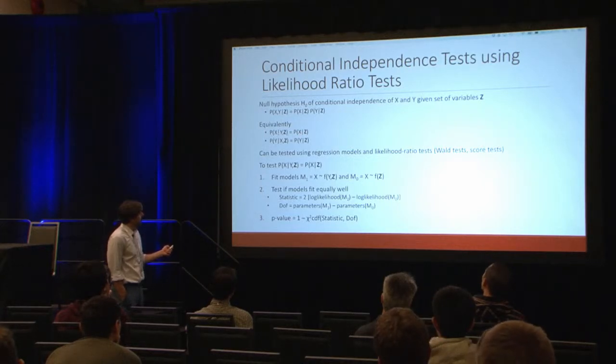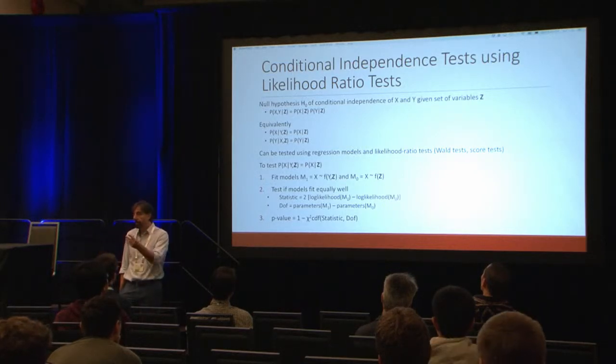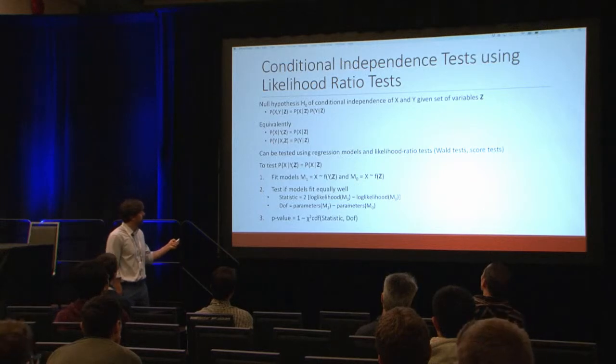So X given Y and Z equals X given only Z. So essentially, you don't need Y, but you can also write it in the symmetrical form like this. It's equivalent. It's equivalent if you have access to the probability distribution.